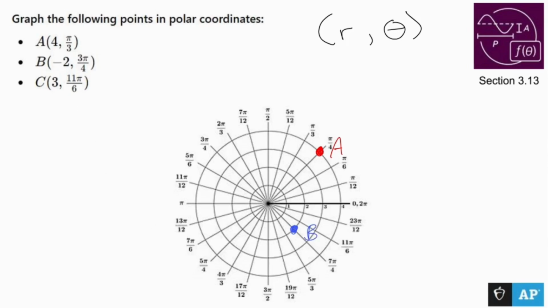C is 3, 11 pi over 6. So we go around to 11 pi over 6 right here, and we go out 1, 2, 3 towards it. B and C are kind of running into each other. But yeah, that's how you graph points on a polar coordinate plane, for polars. Thanks for watching.